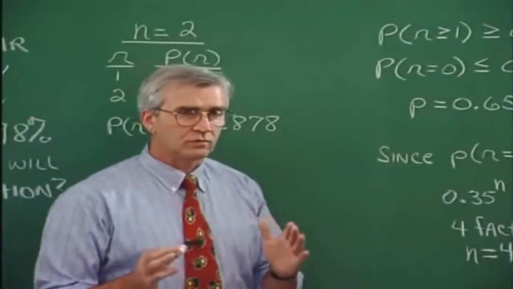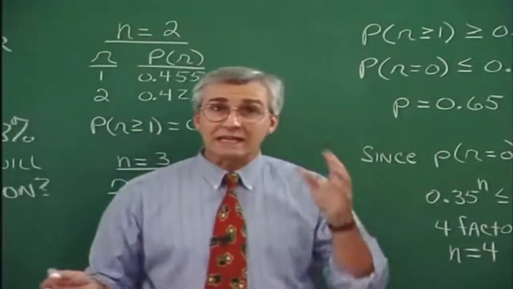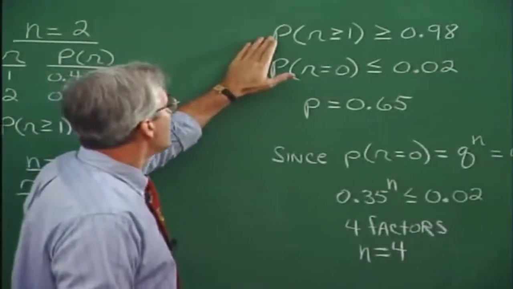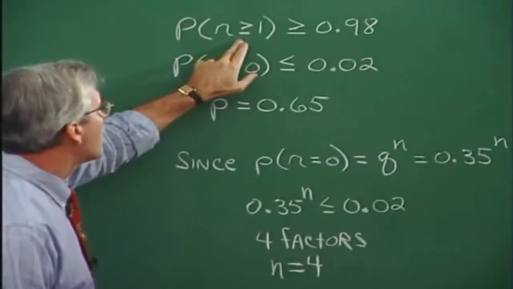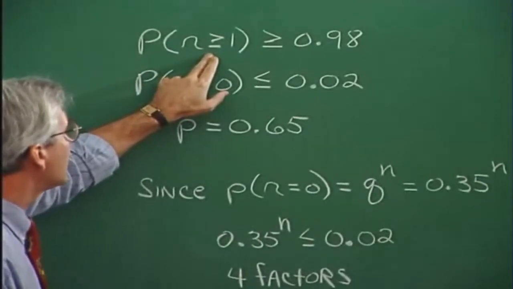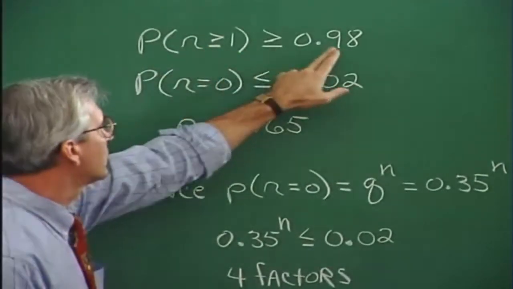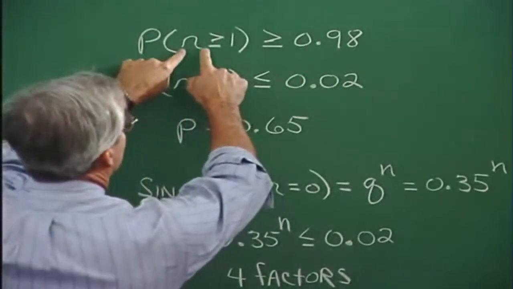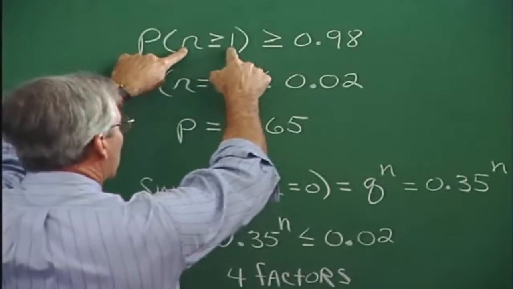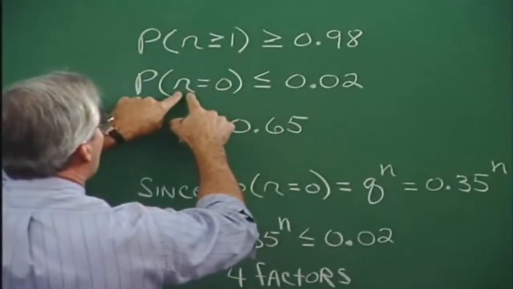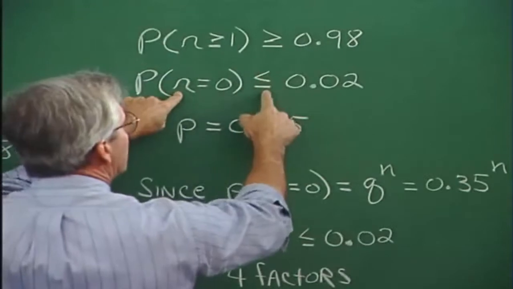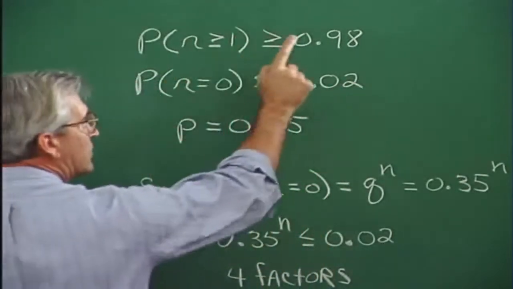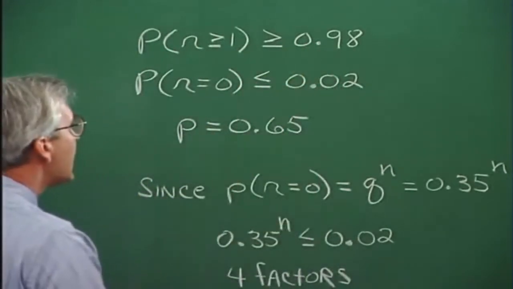Another way to approach this problem, and it's even easier than in the previous problem, is like this. If we want the probability of R being greater than or equal to 1 to be greater than or equal to 98%, or 0.98, then the probability that R is not greater than or equal to 1, that is, the probability that R is equal to 0, must be less than or equal to 0.02, or 2%. You see, if it's 98% success, it's 2% failure.